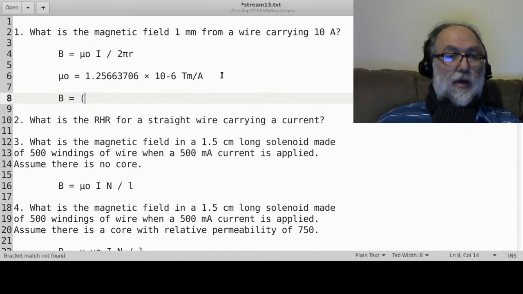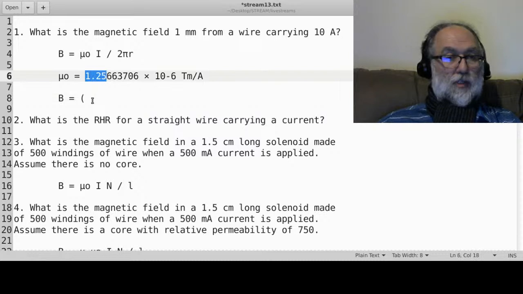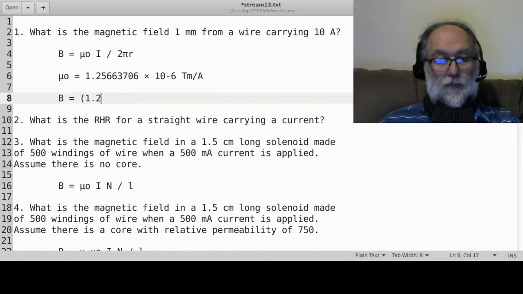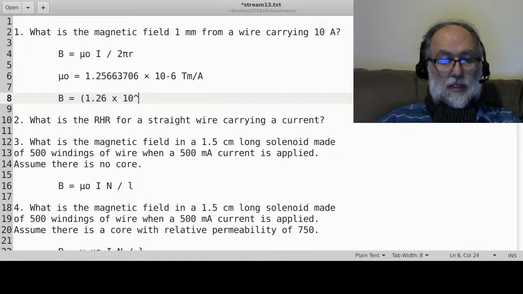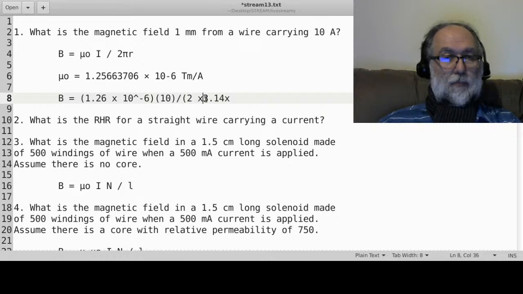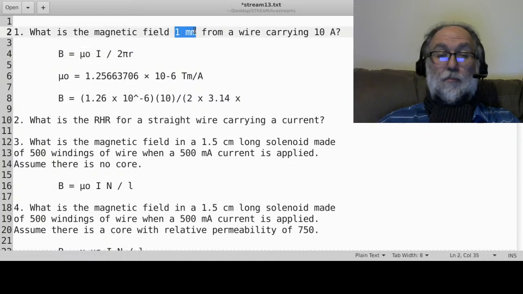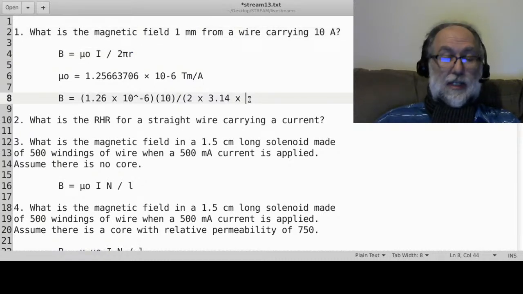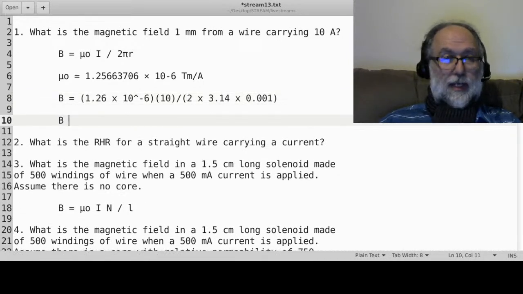All right, B is equal to, and we'll just keep a few digits here, times 10 to the exponent negative 6. There you go. There's your mu naught. I is 10 amps, divided by 2 times pi, which is 3.14, times, let's space that out a little bit so you can see it better, times R, and R is how far you are from the wire. Well, 1 millimeter, but in meters, that's going to be 0.001 meters. Okay, so what's that going to equal?